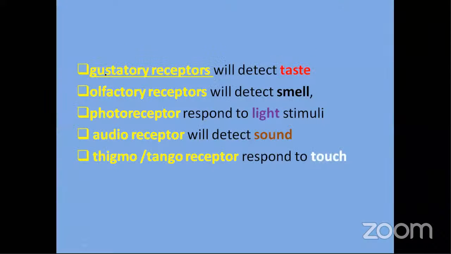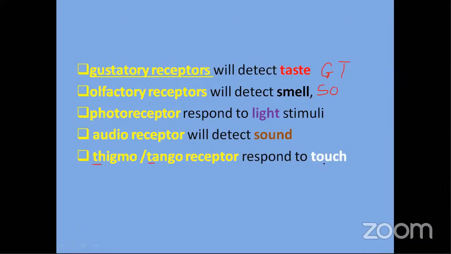Okay, let's see some clues. Gustatory receptor will detect the taste. Olfactory receptor will detect the smell. Photo means light, it is for light stimulus. Audio is basically for the sound. Thigmo, the tango receptor, is for the touch. So code words we could make: S and O, and GT. G is gustatory and T is for taste. S is smell, O is olfactory, and T is touch. We have seen thigmo and tango.